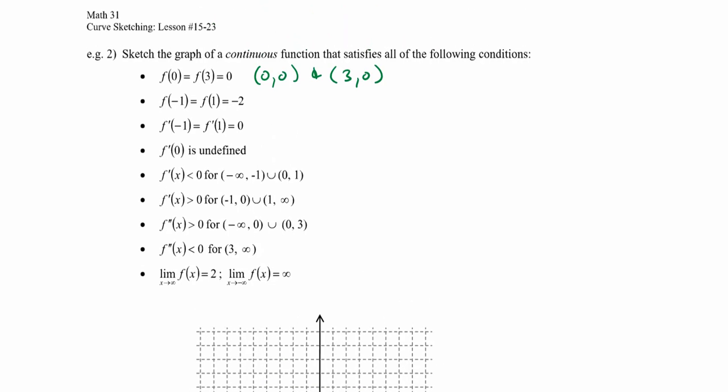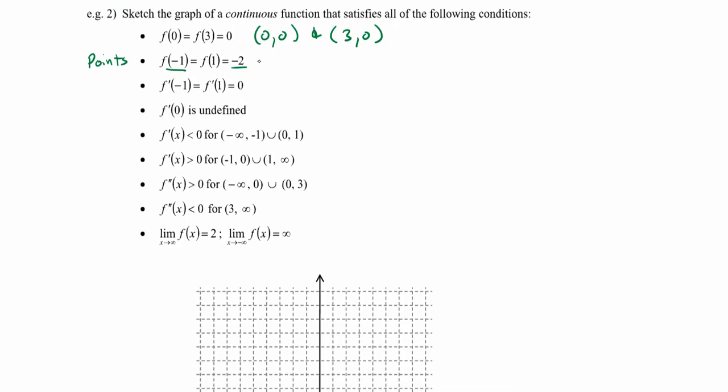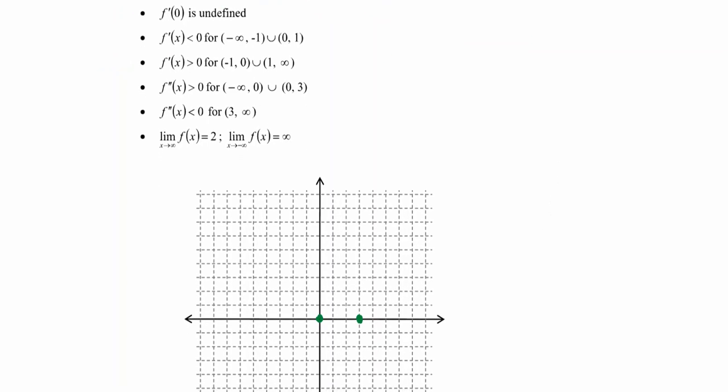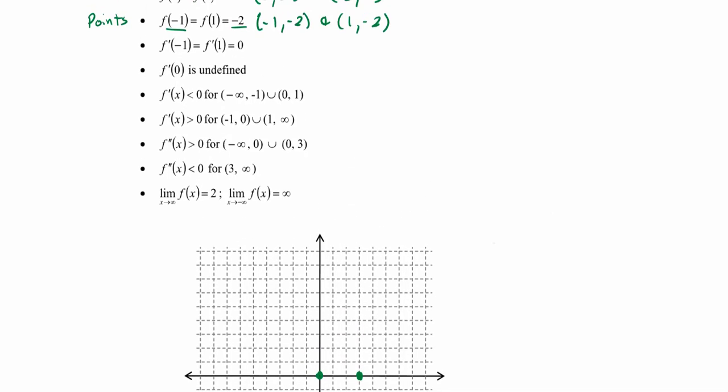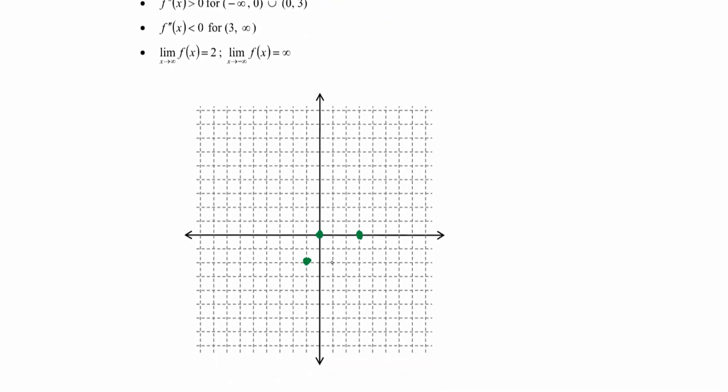Okay. The next one, we know that we have, well, again, these are points, aren't they? So this is going to be f of -1 is equal to -2, and f of 1 is equal to -2. All right, so let's plot those points. So these points are at (-1, -2) and (1, -2). So it's going to be there, and we have another one at (1, -2). So over there.